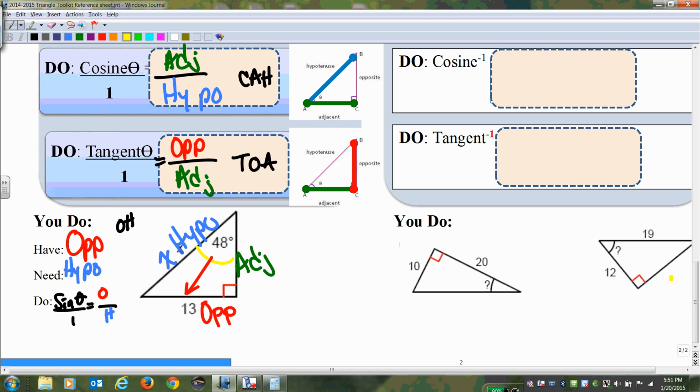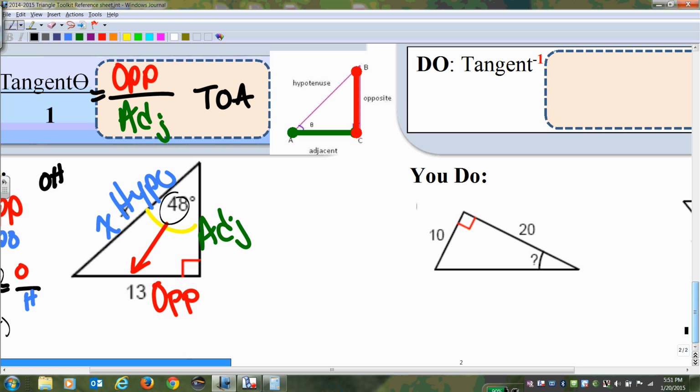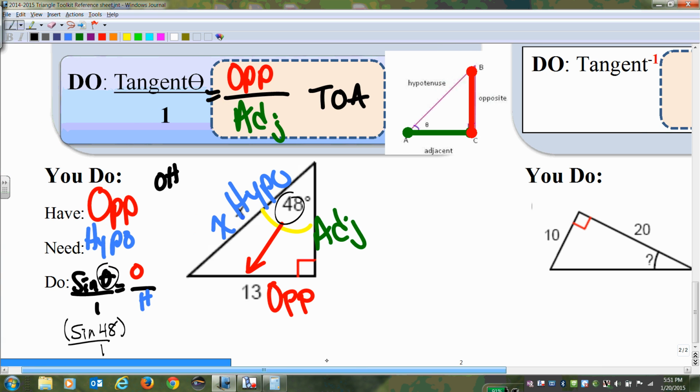So now we're going to circle, plug, and chug. Sine of theta, that's 48, so we write sine 48 over 1, equals our opposite, 13, over our hypotenuse, which is x. We're going to cross multiply, and we get sine 48 times x equals 13.